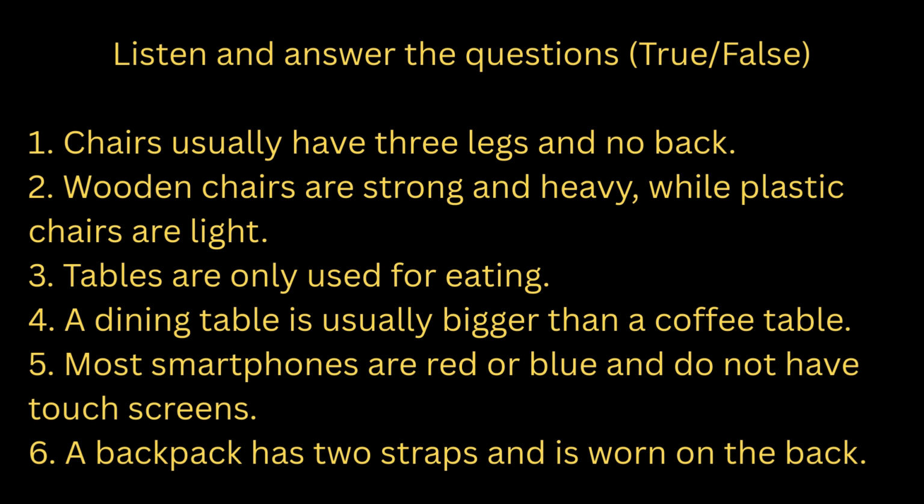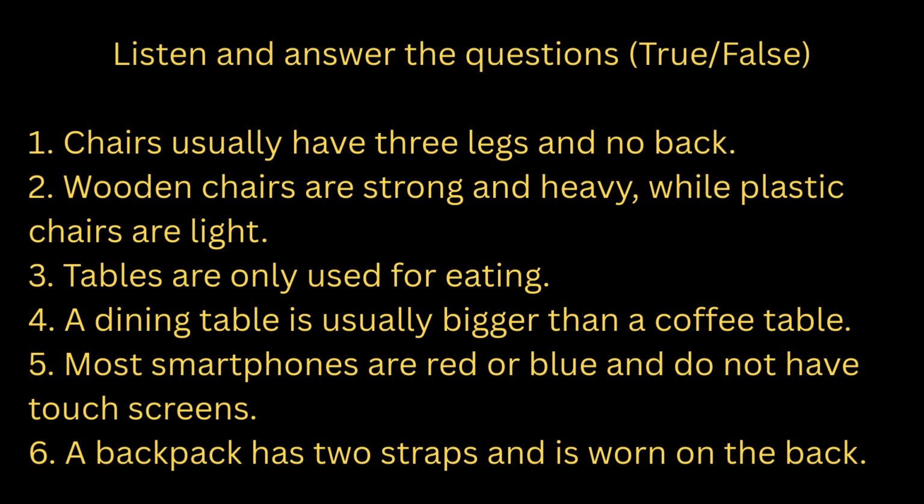Next, let's describe a table. A table is a flat surface with legs. People use tables for eating, working, or studying. Tables come in many shapes, like round, square, or rectangular. A dining table is usually big, while a coffee table is small. Tables can also be made of wood, glass, or metal.